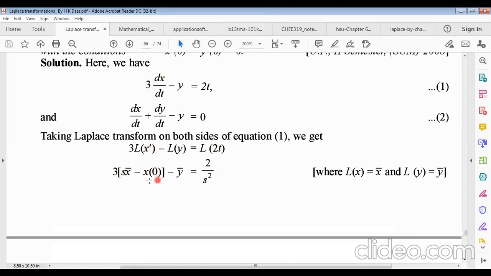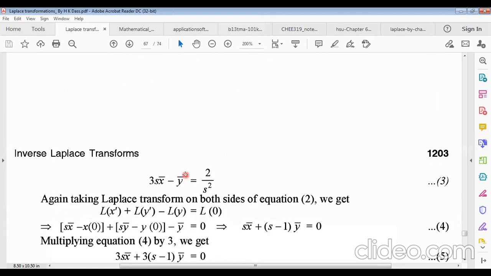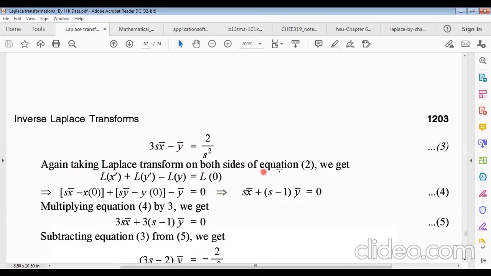The first derivative formula will be this. Y bar means the Laplace transformation of y(t). So we can get this. Again, taking the Laplace transformation on both sides of equation 2, we get this one. The Laplace transformation of 0 will be 0. By the same procedure, we get equation number 4.